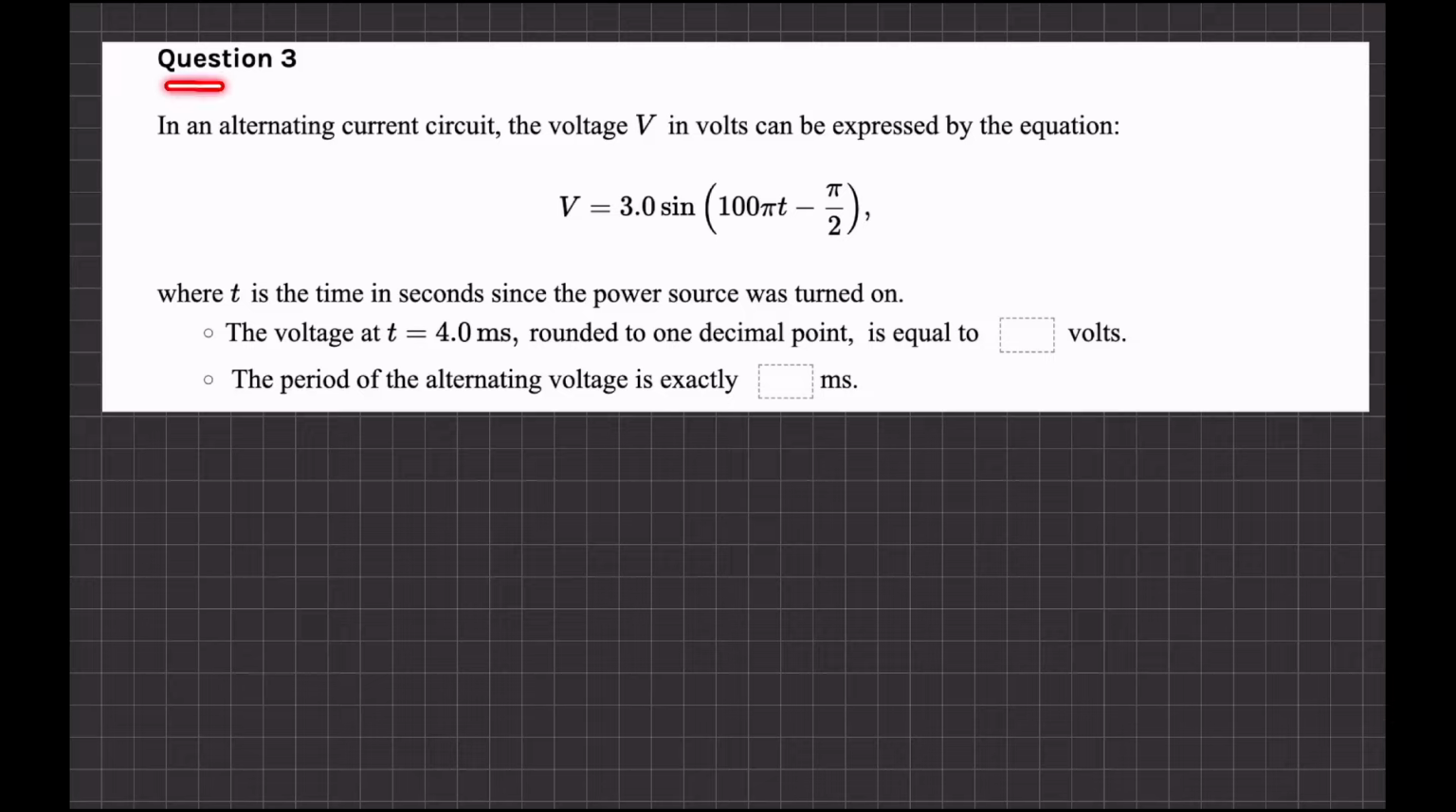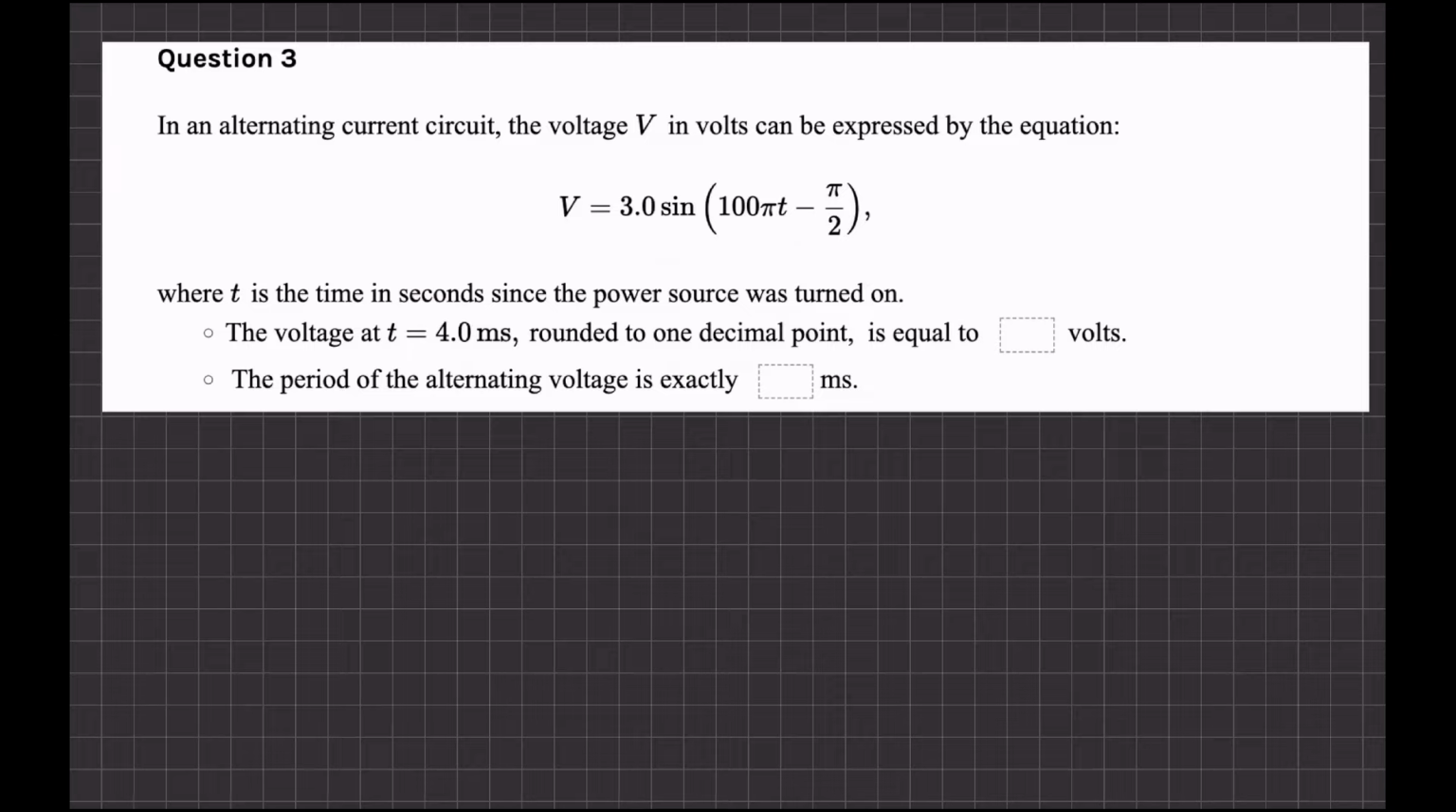Okay, question number 3 now. In an alternating current circuit, the voltage V in volts can be expressed by the equation that you see here, where t is the time in seconds since the power source was turned on. The voltage at t equals 4 milliseconds, rounded to 1 decimal point, is equal to how many volts? The second part of the question, the period of the alternating voltage is what?